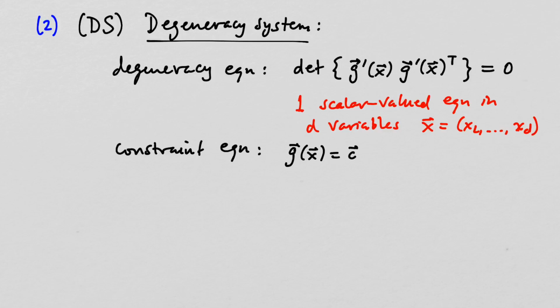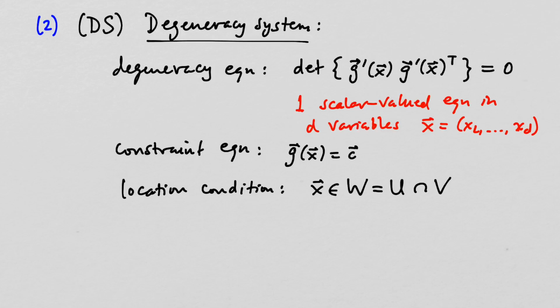Okay. Now in this case we also need one more condition, which I'm just going to call the location condition, and that just says that x belongs to the set W. Those are the only points we care about, the points that are in both of those domains, the domain of f and the domain of g simultaneously. So we put all these together with a conjunction. That's what I'm going to call the degeneracy system.